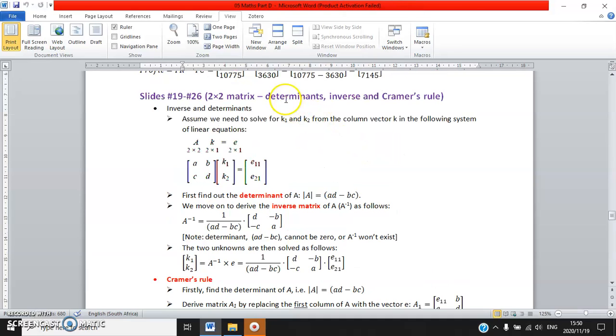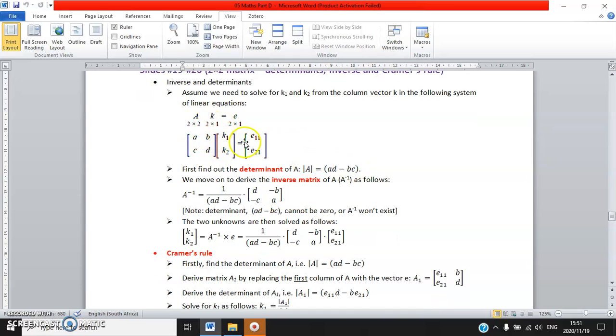Okay, we start off with the first method, the determinants and the inverse method. After deriving this system of linear equations, we must first derive the determinant of matrix A. The determinant of matrix A is derived as AD minus BC. Okay, so keep this equation in mind. It's not going to be given in the formula sheet, so you must remember that.